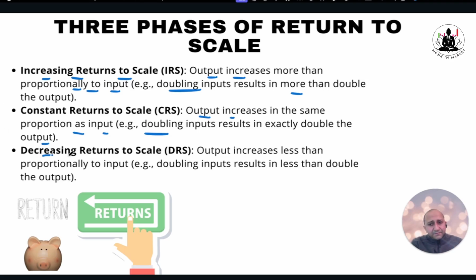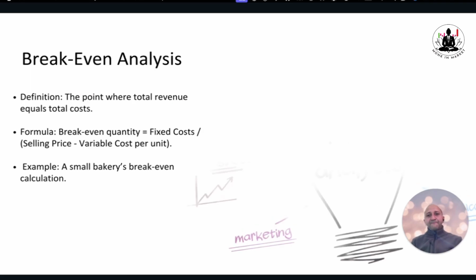Then a time would come when you're putting in one sugarcane and you are getting just half a glass of sugarcane juice. So what is happening over here? The output is decreasing. You are putting in more input, but the output is less, right? So you are getting less returns. You're doubling the input, but the returns are very little. So this is how the entire production works. I hope this is clear to everybody.